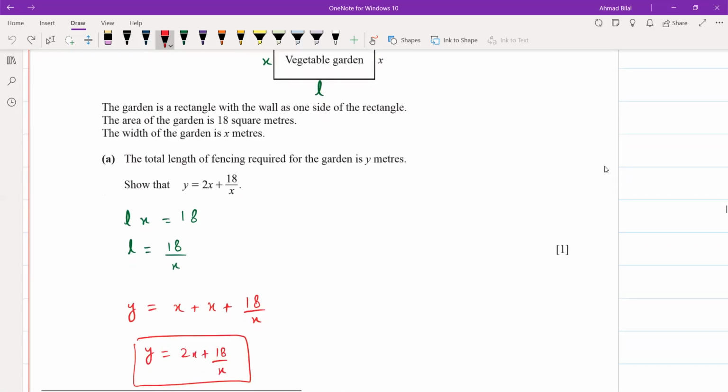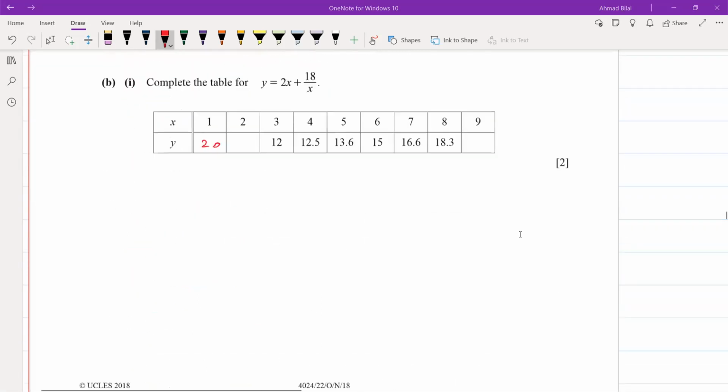You just add all of them up. So basically what do we do here? We're doing y equals x plus L. In place of L we put 18 over x. So that's x plus 18 over x. That gives us 2x plus 18 over x. Is that okay? Okay, good. Now let's look at this.